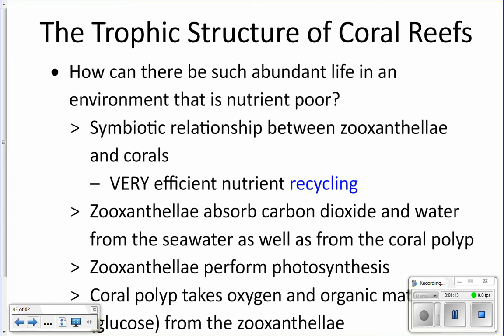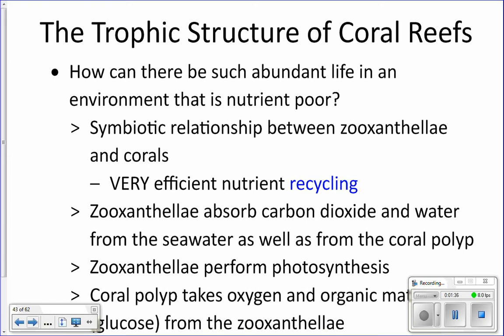So we're in the tropics. We've got lots of sunlight, but remember we are in nutrient-poor water. Coral needs nutrient-poor water in order to survive. So how do you get these crazy, biodiverse, beautiful things called coral reefs in a place where there are so few nutrients? We're going to look today at how that actually happens.